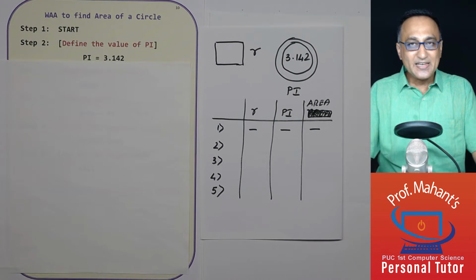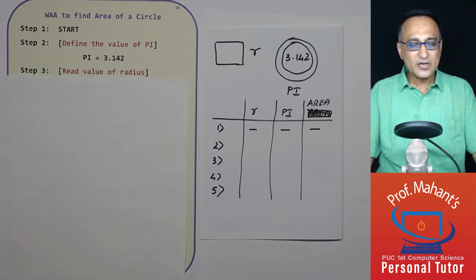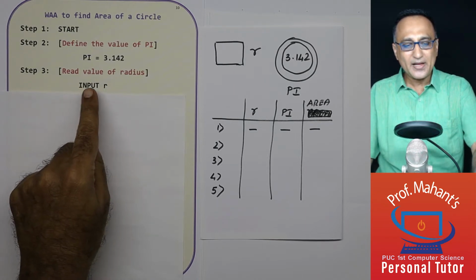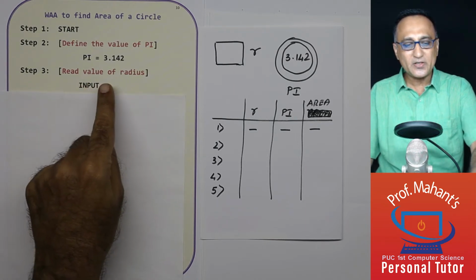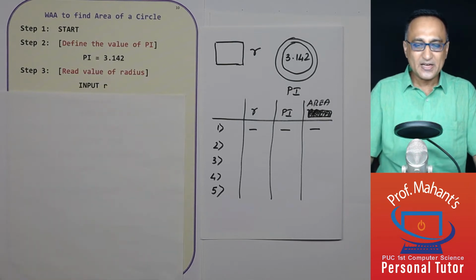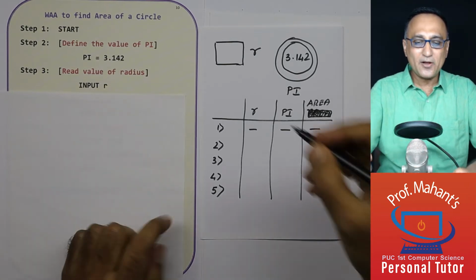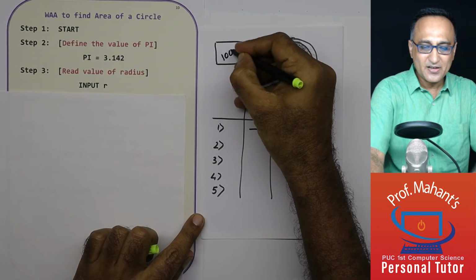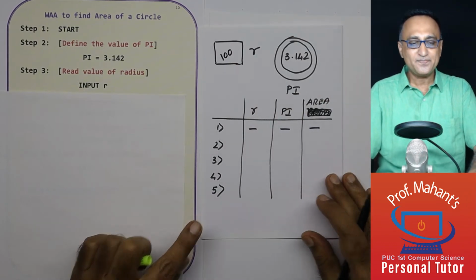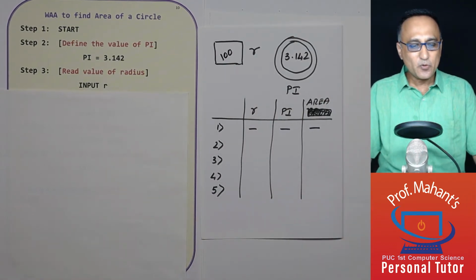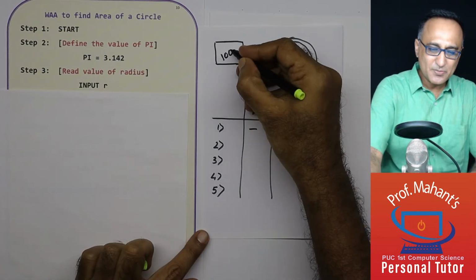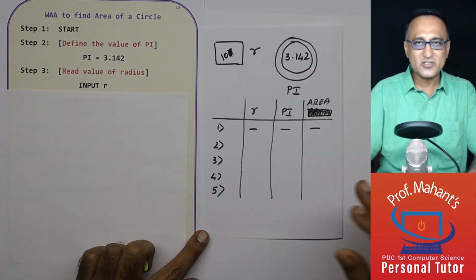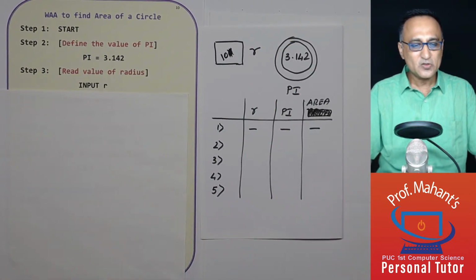Now what is the input I require? The input I require is the radius. So let me say I'm going to ask the user to enter the value of the radius, or I'm going to read the value of the radius. So let us say I enter the value of the radius as 100 units. All right. Or instead of 100, let's keep a small value, 10. Okay, 100 is too big to calculate sometimes. So I read the value of radius as 10.